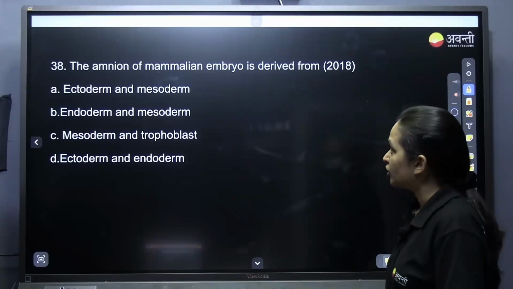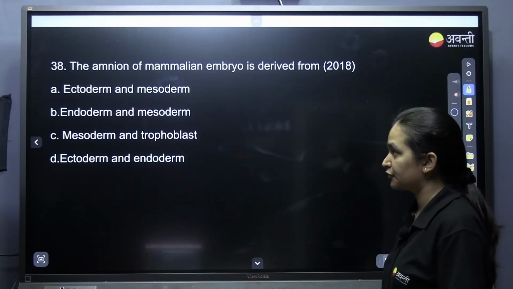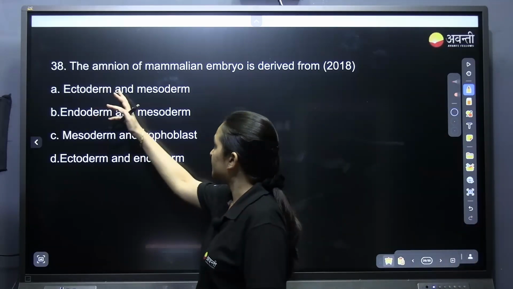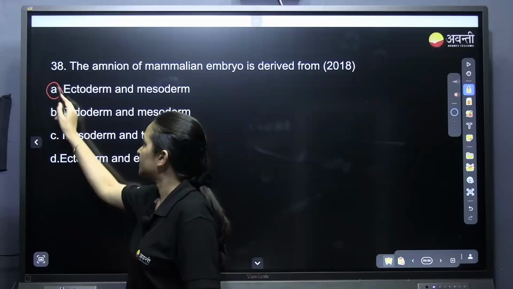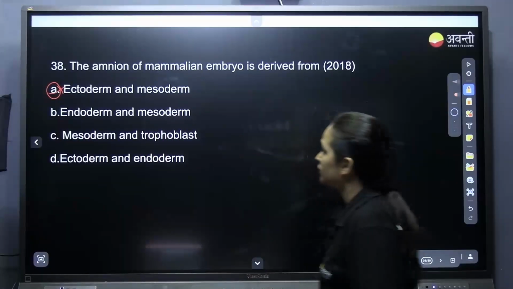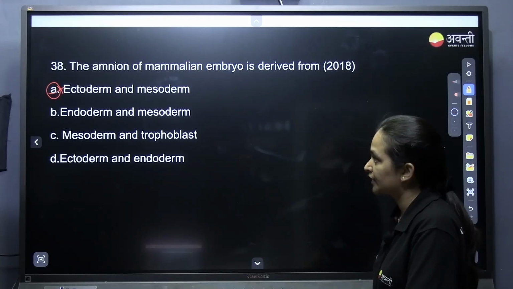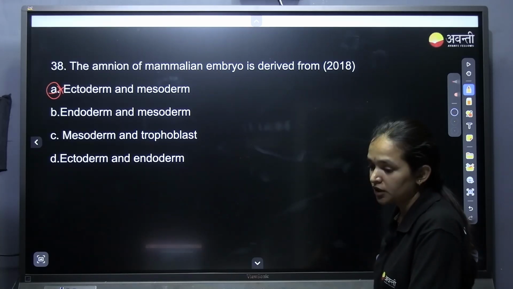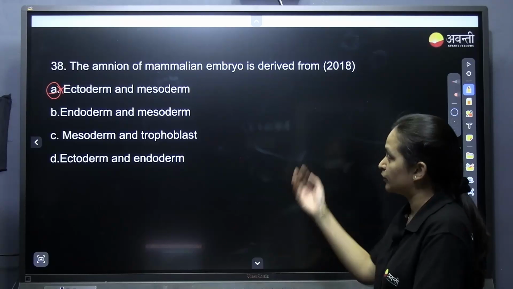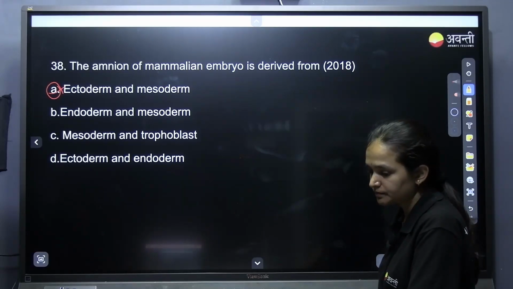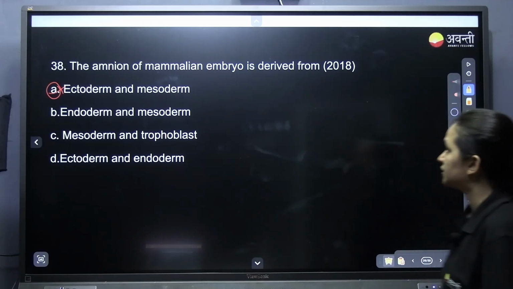The amnion of mammalian embryo is derived from the ectoderm and mesoderm. In triploblastic there are 3 layers, right? Ectoderm, endoderm and mesoderm. So amnion of the mammalian embryo is derived from the ectoderm and mesoderm. It's just a factual question.